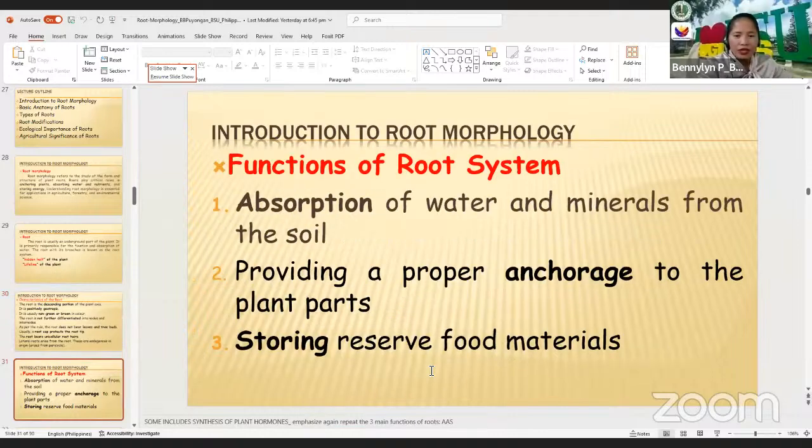To re-emphasize, the main function of the root is the absorption of water and minerals from the soil. The second function is to provide proper anchorage to the plant parts. And lastly, to store reserve food materials. So 2A, absorption and anchorage, and 1S, which is storage. Some references include the synthesis of plant hormones, but generally these are the three main functions of the root system: absorption, anchorage, and storage of food materials.